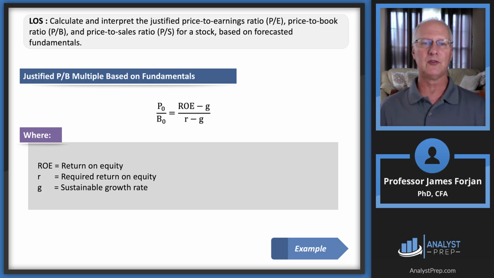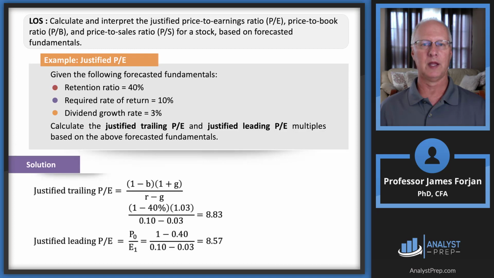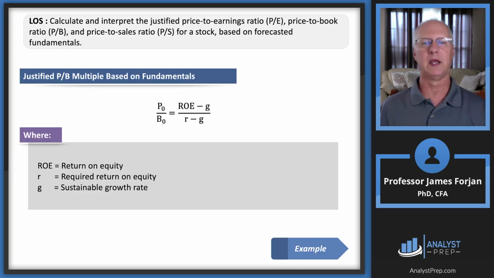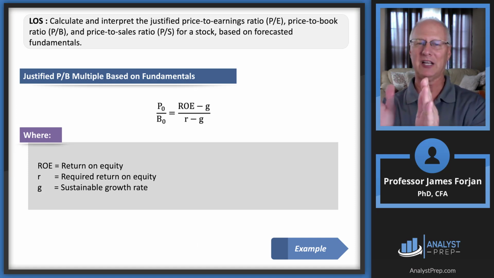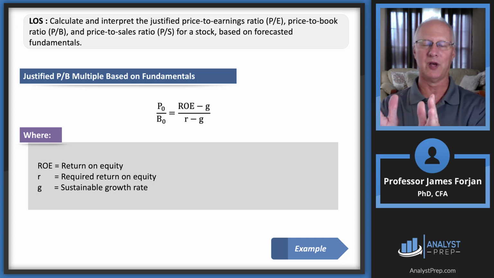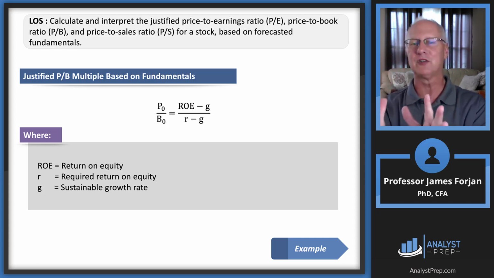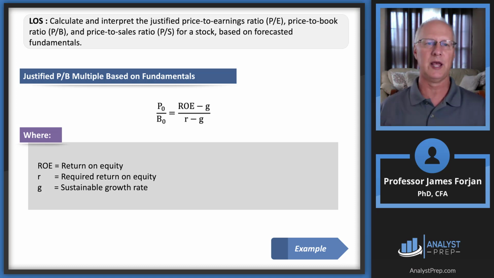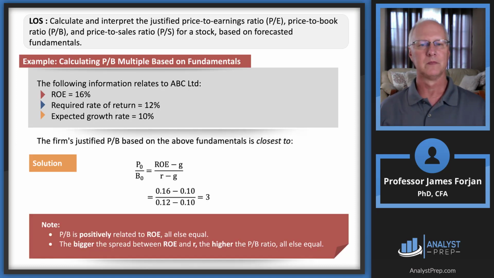So just like back here, we went and did all this algebra. You can do the same thing here, and when I look at that right-hand side of the equal sign, I'm always thinking of the Myron Gordon growth model. That's where you start. You end up with this when you're doing a price-to-book ratio. And here's just a super quick example. So we get a price-to-book ratio of 3.